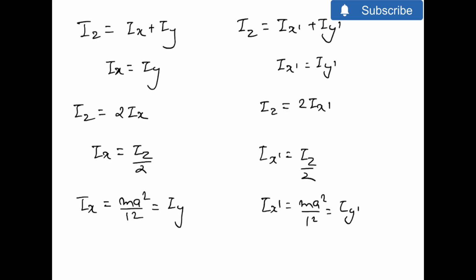So this was the application of the perpendicular axis theorem, and I'll be bringing more numericals which are based on complete moment of inertia.